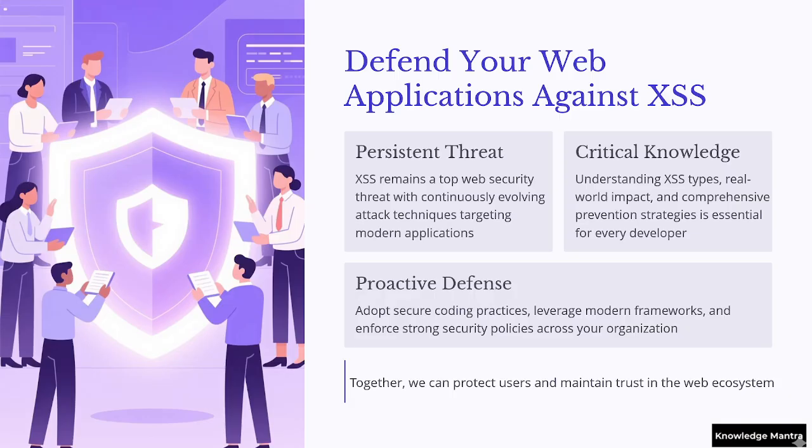Now let's conclude and go through some prevention methods again and discuss them. Okay, let's wrap it up. How do you actually defend your web applications against XSS? The answer is simple but powerful. Combine awareness, best practices, and proactive defense. So let's talk about the persistent threat. XSS isn't gone. It is still one of the most common web vulnerabilities worldwide. Every new framework, every new API can reintroduce it. So your first defense is awareness.